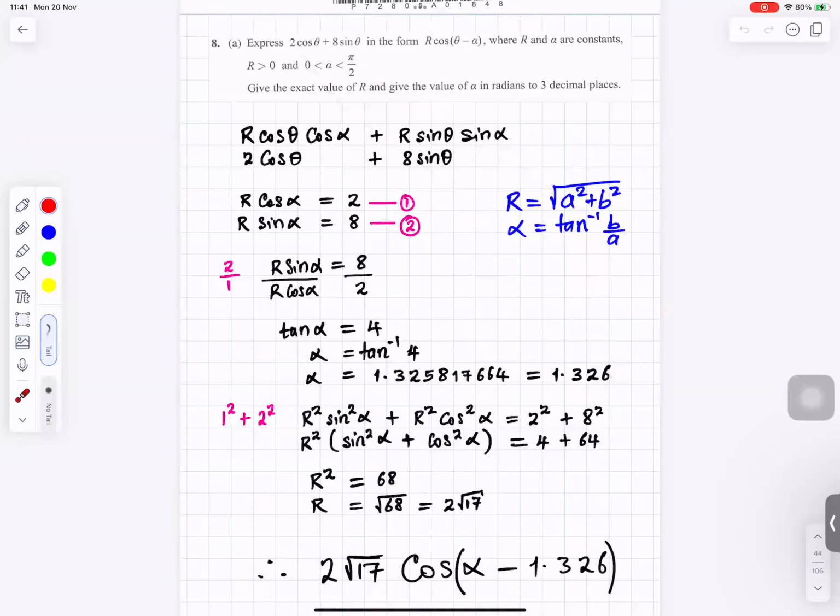Now, you can do equation 1 squared plus equation 2 squared. You get this expression. 2 squared plus 8 squared gives you 4 plus 64. And then you factorize R squared out of the bracket. Sine squared plus cos squared is 1. So R squared is 68. R is square root of 68, which is 2 root 17. So you will write the equation as R equals 2 root 17 cos(theta minus alpha), where alpha is 1.326.